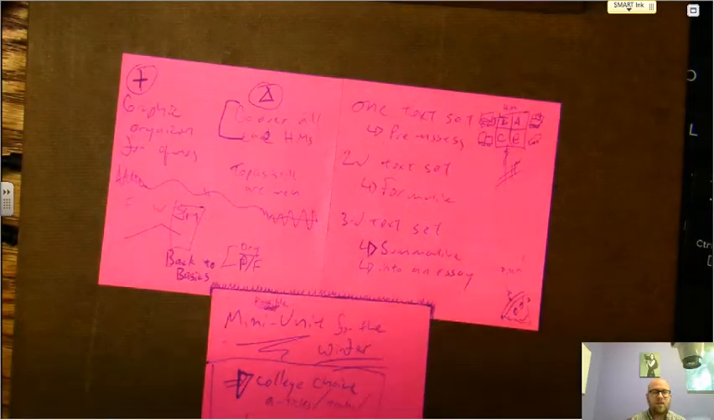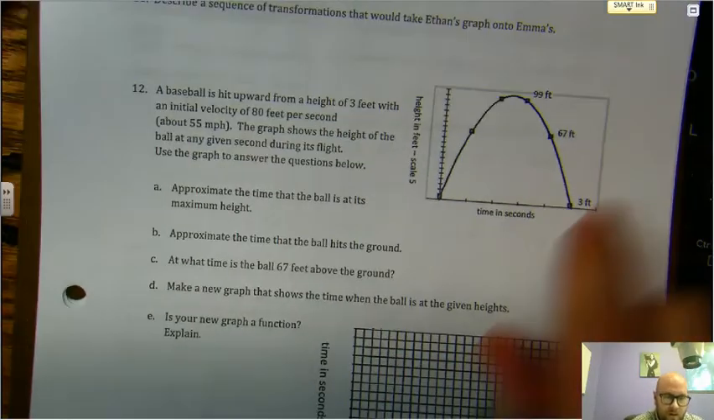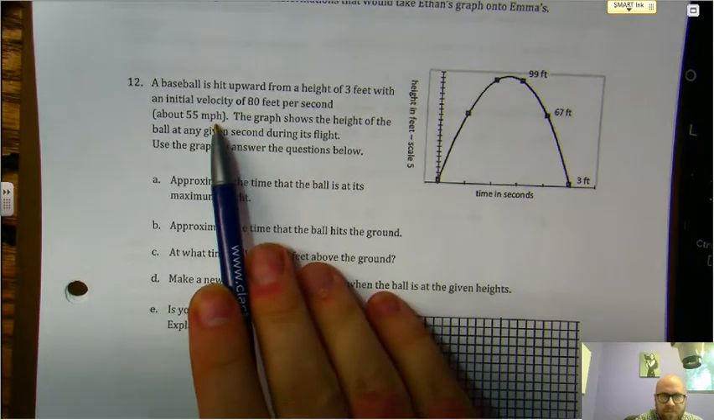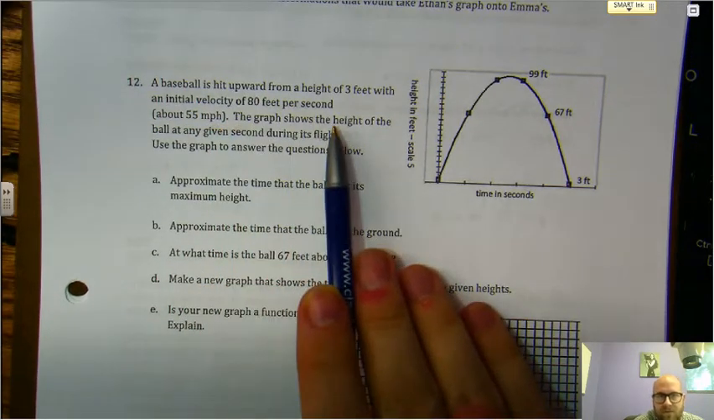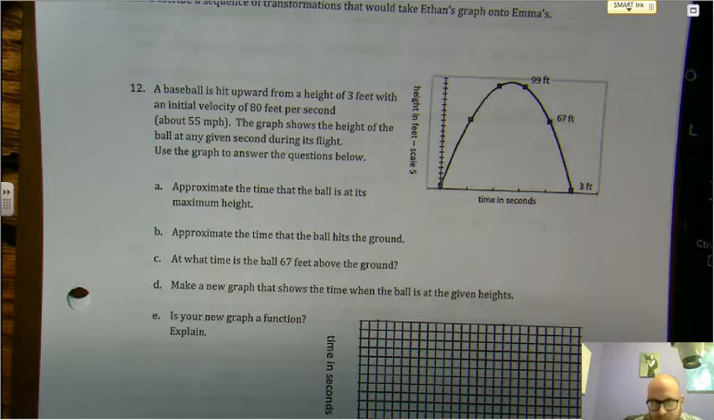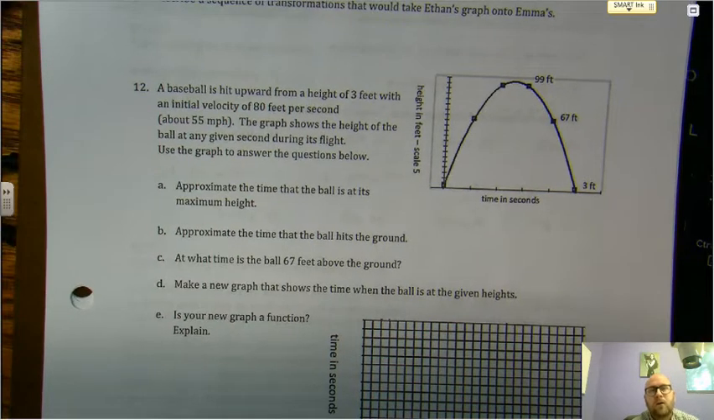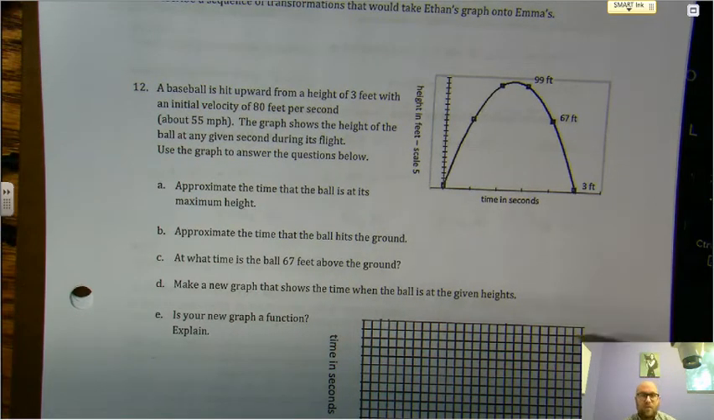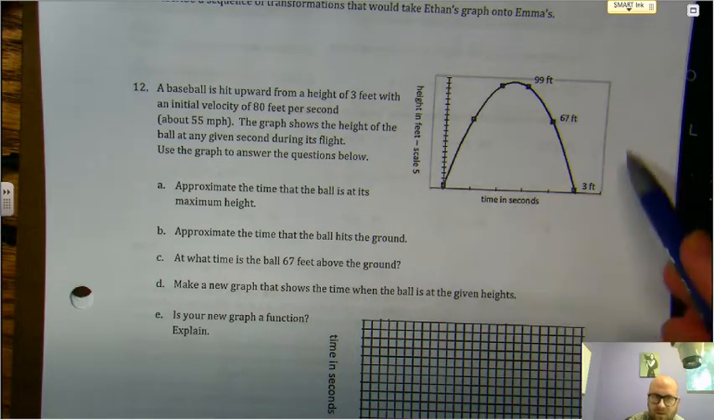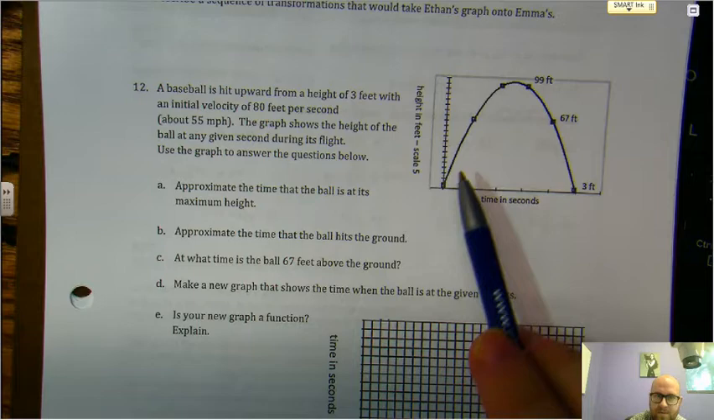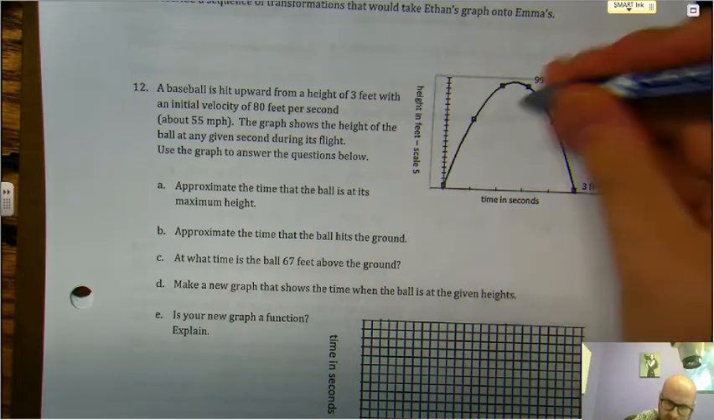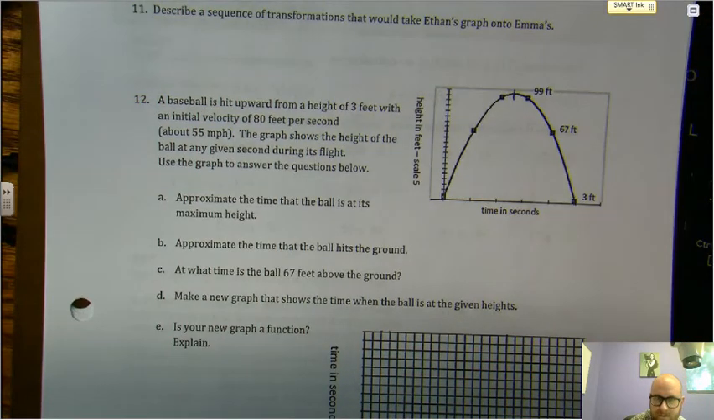Next, number 12. A baseball is hit upward from a height of 3 feet with an initial velocity of 80 feet per second, which is about 55 miles per hour. The graph shows the height of the ball at any given second during its flight. So use this graph to figure out what's going on. It says approximate the time that the ball is at its maximum height. So what time is this here?